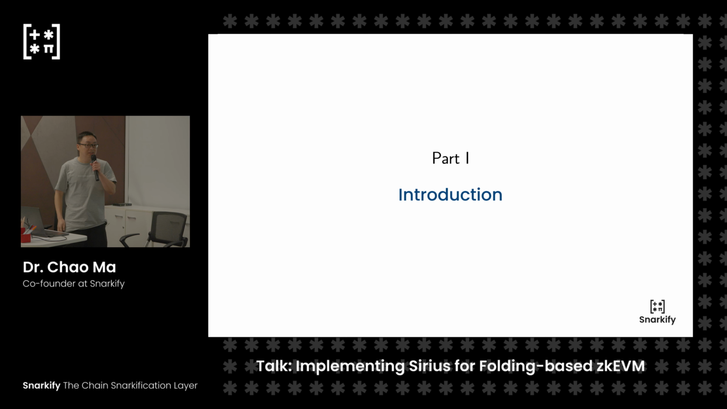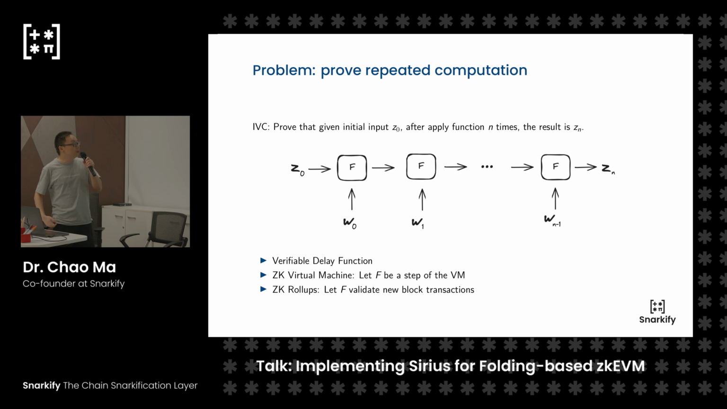So the first part, the introduction. The problem we are going to solve is this: suppose we have a function, and given an initial state, Z0, we apply the same function multiple times and get a final state, Zn, and we try to prove that the n steps of computation are correct.